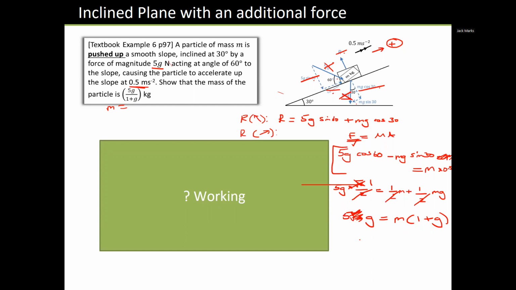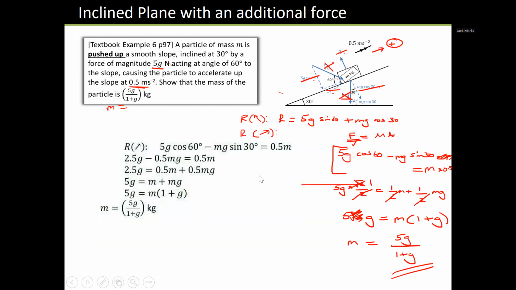So then I divide both sides by 1 plus g, and I would get m equals 5g over 1 plus g. So you must get to the final result in the show that question. Okay, well, there you go. On the board is a slightly neater version of doing that.